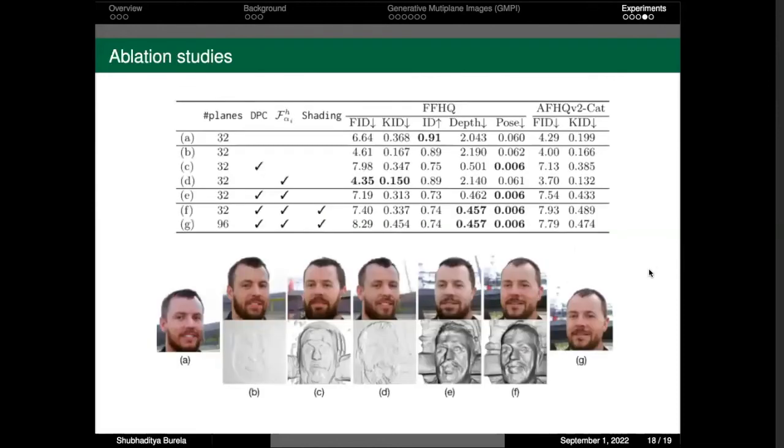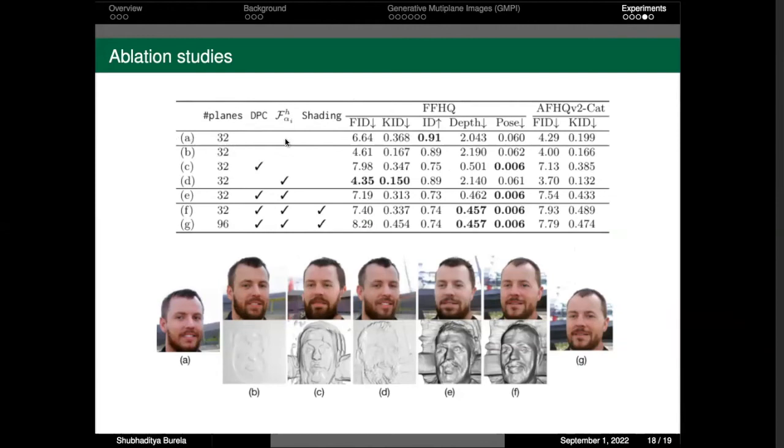Then there are some ablation studies. So the effect of various design choices are shown in these ablation studies. So the authors selectively drop out 3 different parameters. First is the discriminator condition in the pose, then the plane specific features and the shading. So we'll see point by point how different cases affect the final results.